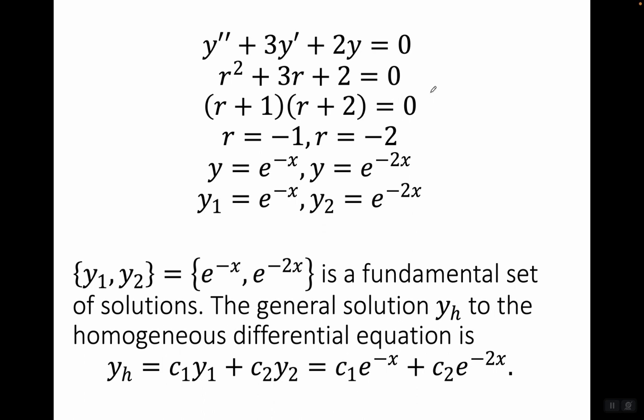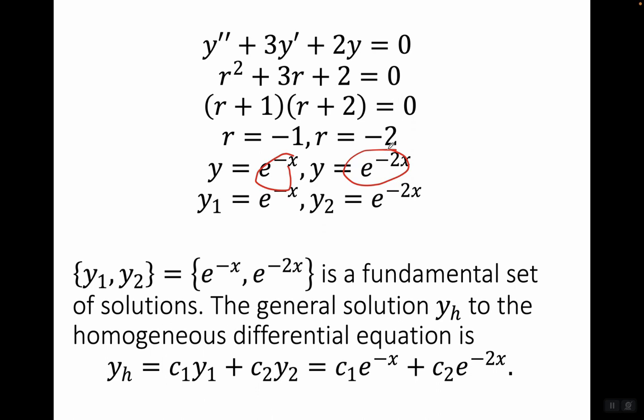Okay, so y'' + 3y' + 2y = 0. r^2 + 3r + 2 = 0. (r + 1)(r + 2) = 0 is the factored form of it. r = -1, r = -2 is the solution. So that means our two solutions to this homogeneous differential equation are going to be e^(-x) and e^(-2x). y1 = e^(-x), y2 = e^(-2x), and y1, y2 is a fundamental set of solutions.